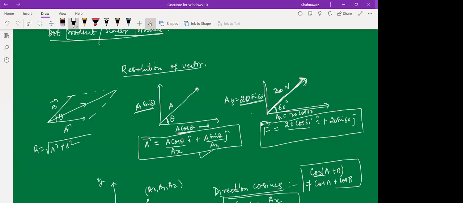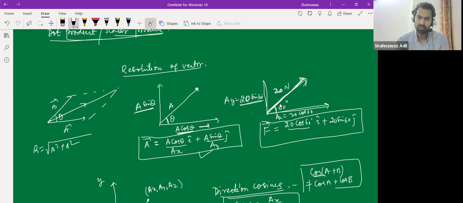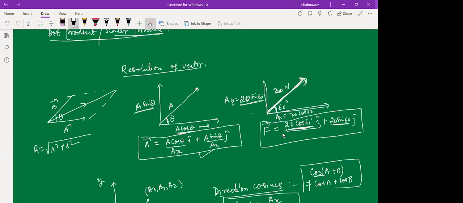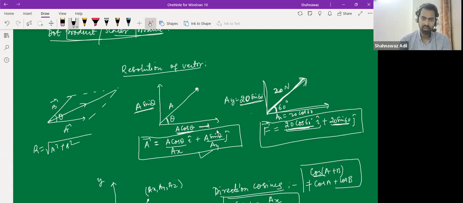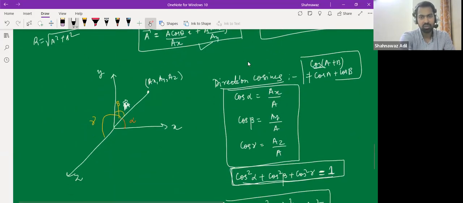Let's say we have a force whose magnitude is 20 Newton, and it is making an angle of 60 degrees with the horizontal. So we can write this force as this one, because this is the horizontal part, and then this one, the vertical part. Yes, sir. So this we did in two coordinates, X and Y. But whenever we have three coordinates, how can we resolve the vectors?